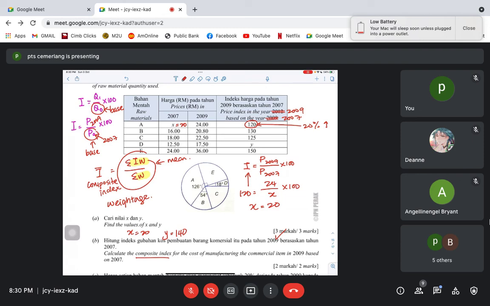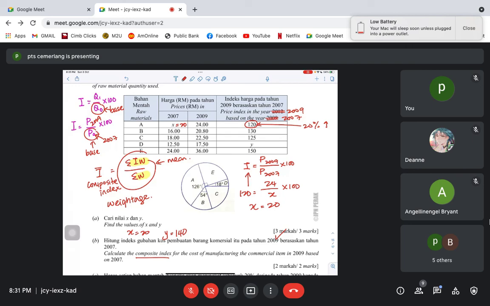You pergi beli nasi lemak, jumpa tengok nasi lemak kamu kan? Nasi lemak kamu ada apa bahan dalam tu? What are the raw material? You ada nasi, you ada ayam, you ada ikan bilis, you ada kacang, you ada sambal kan, you ada timun. Tapi kan, you ada telur. Tapi kan, adakah semua tu dia bagi dalam bentuk ratio yang sama kan?